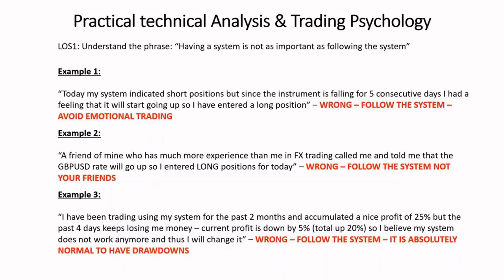Example number 3. I have been trading using my system for the past 2 months and accumulated a nice profit of 25%. But the past 4 days keep losing me money. Current profit is down by 5%. I'm still up 20% total. So I believe my system does not work anymore, and thus I will change it. That's absolutely the wrong and incorrect thing to do.